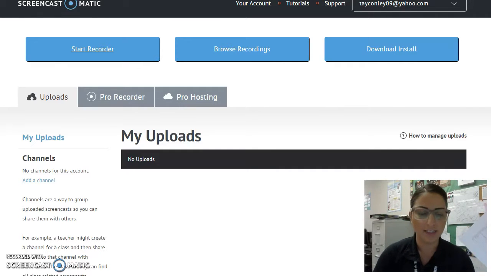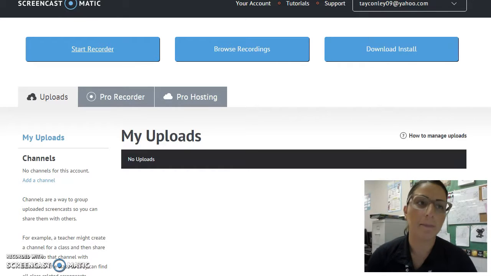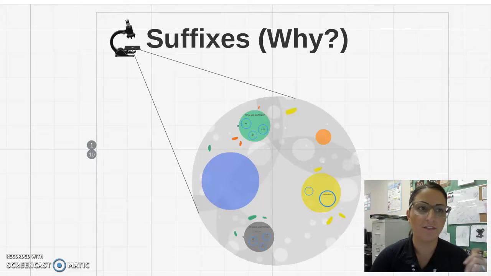For suffixes today, I would be using my Prezi that I created. It's very short and simple because I want the students to really listen and dissect the words as we go over them, and keep it brief for the 5 minutes that we're doing this. This is my Prezi here, and it's called Suffixes. Why? Because a lot of my students are like, Miss Smith, I don't get it. Why do we do this? And so I wanted to break down 3 examples.